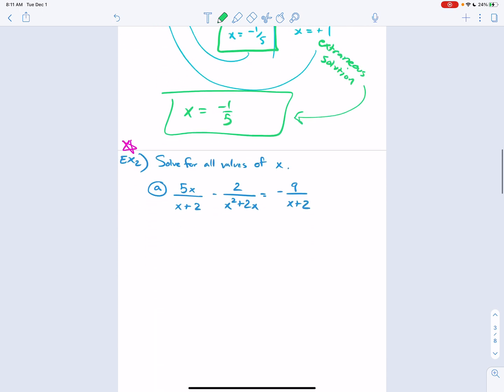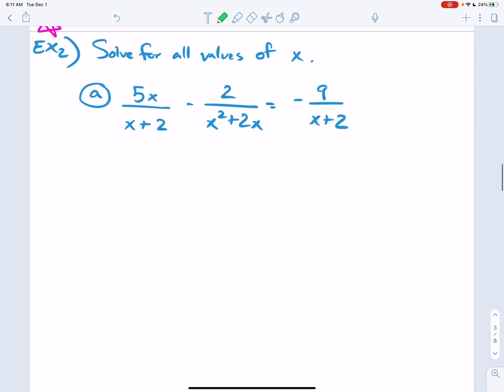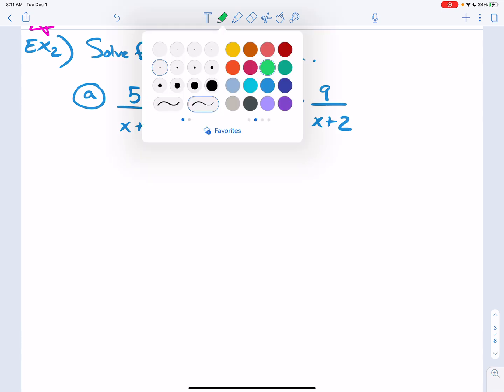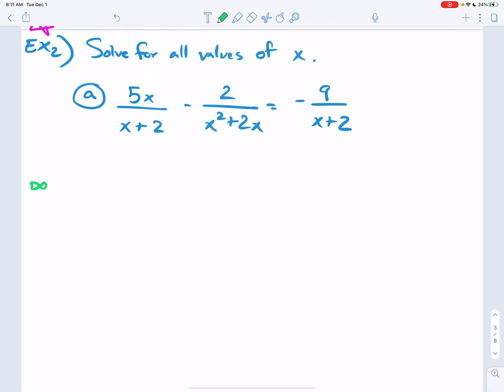Okay, here's example 2. I call it example 2 because it's slightly different, but it's the same idea, okay? So here we go. Press play whenever you're ready. Okay? The first step never changes. We find the domain.